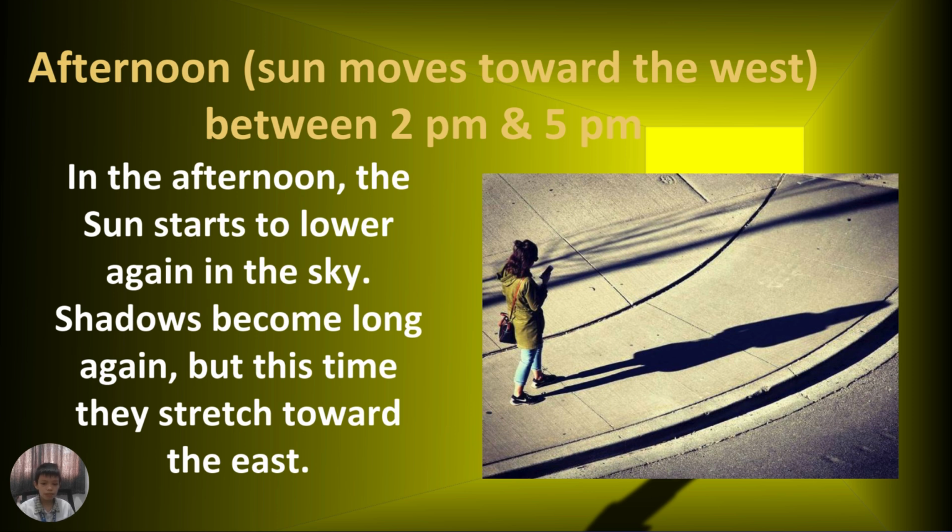Afternoon. The sun moves towards the west between 2 p.m. and 5 p.m. In the afternoon, the sun starts to lower again in the sky. Shadows become long again, but this time they stretch towards the east. For example, if you stand outside in the afternoon facing the sun, your shadow will be long and appear behind you, stretching towards the east. This happens because the sun is getting lower as it prepares to set.